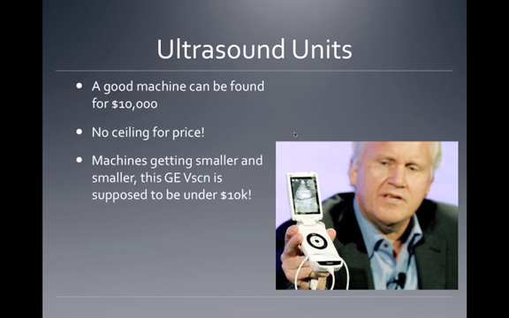And then the top end, gosh, there's just no ceiling for the price. They get very, very, very expensive. You could easily spend $200,000 or $300,000 for machines. Okay, and machines are getting smaller. There were some great ads during the Olympics in the last few weeks for a new machine that GE is selling. It's supposed to be priced at under $10,000, and you can see the size of it here. It's about the size of an iPod.